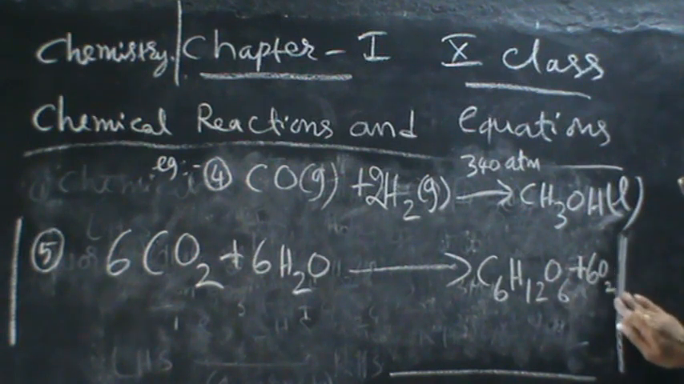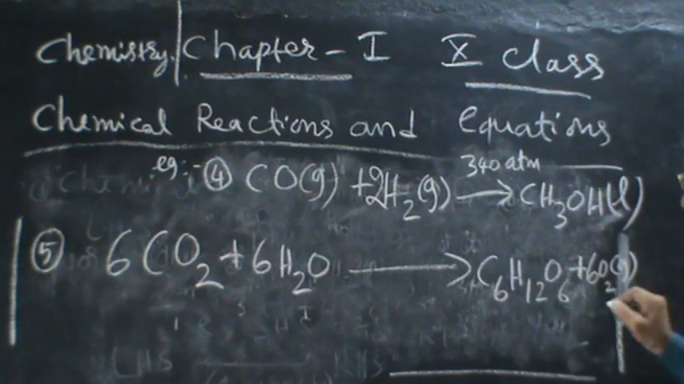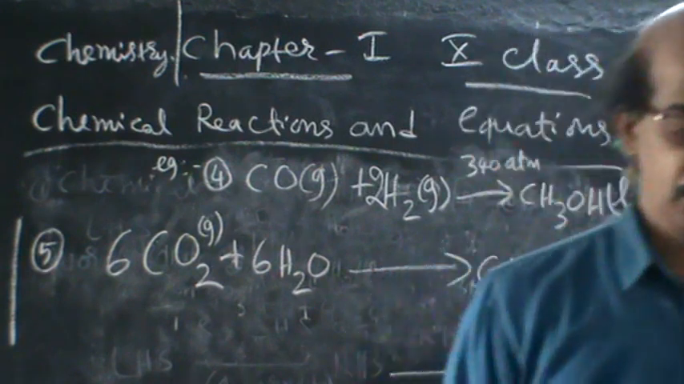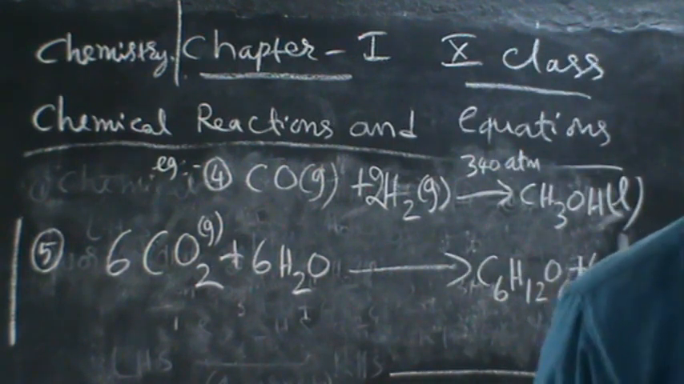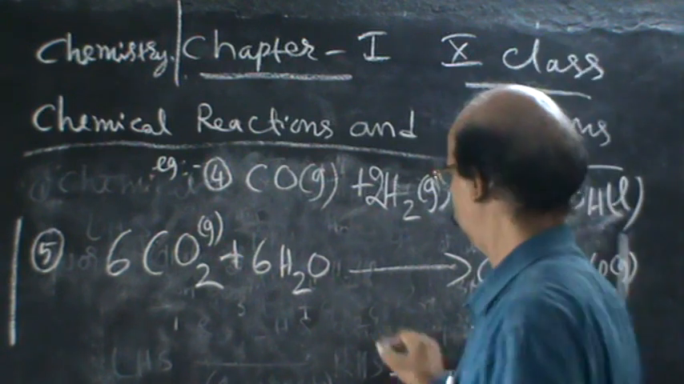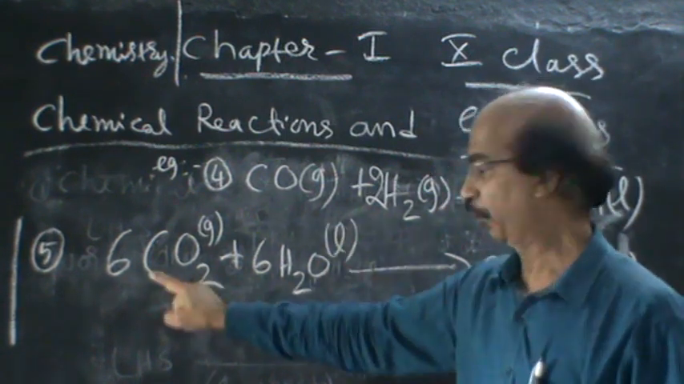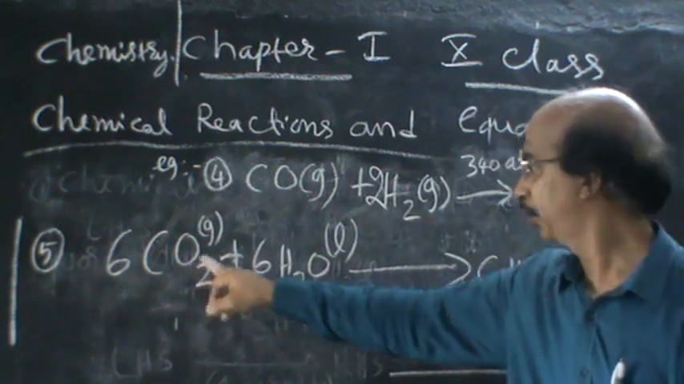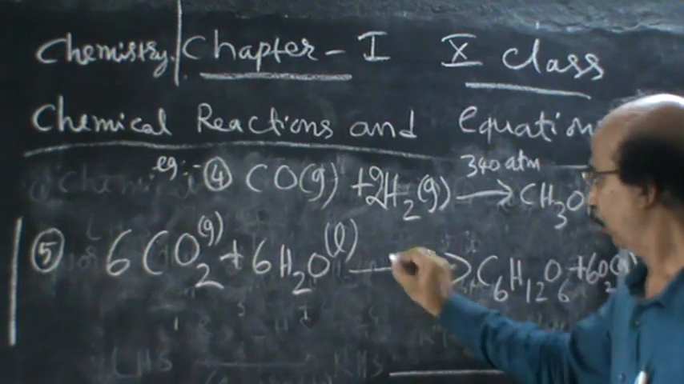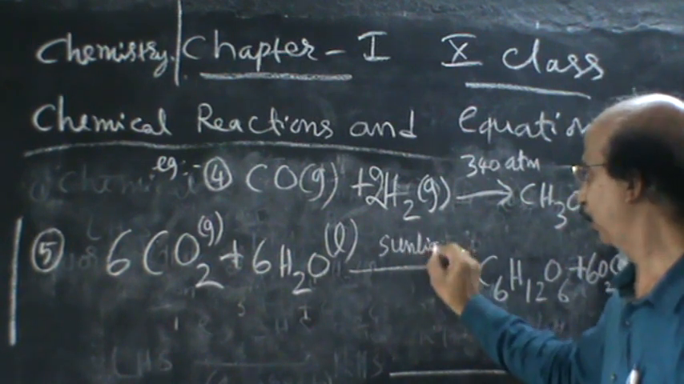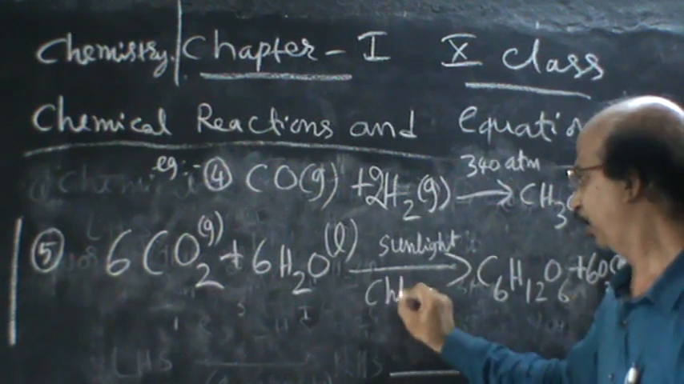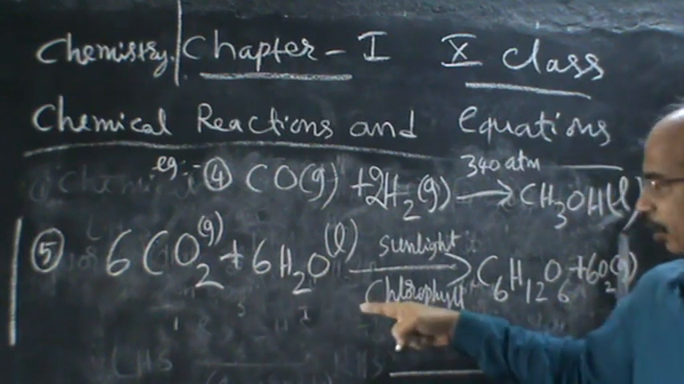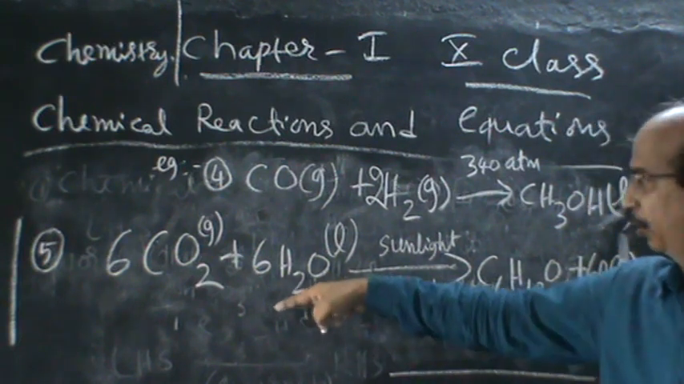This is gas. You must write G. Here also it is gas. Water means liquid. How will plants take water? Through the roots. So for photosynthesis, 4 things are needed: carbon dioxide, water vapor, sunlight, and chlorophyll. Conditions, as I already told you, must be written on the arrow or below the arrow. I made it very simple here.